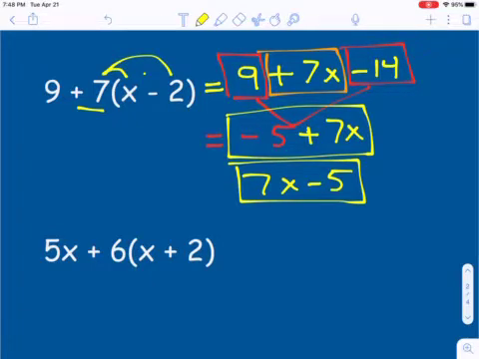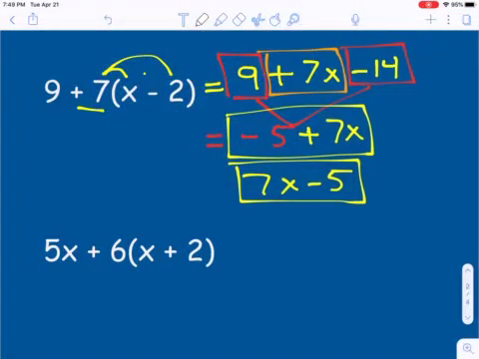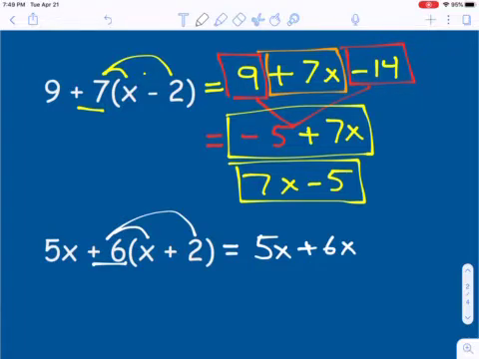Next problem, all right? So let's take this, and the first thing I want to do is expand it out. And I am going to expand it in white. So this is saying it's equal to 5x. Then I'm going to expand with my positive 6 multiplying by both of these terms. So positive 6 times x is just plus 6x. Positive 6 times positive 2 is 12.